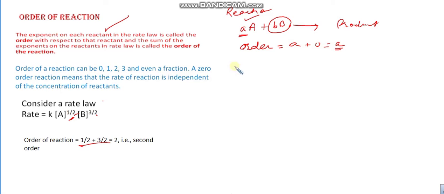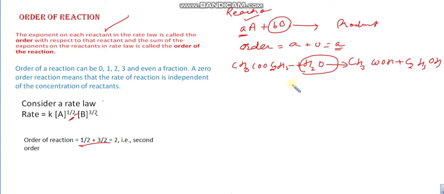We can take one example, hydrolysis of ester: CH3COOC2H5 plus H2O gives CH3COOH, the acid, plus alcohol C2H5OH. Here the concentration of water does not change, the concentration of ester changes. So how many molecules are there? One. So the order of this reaction may be 1.